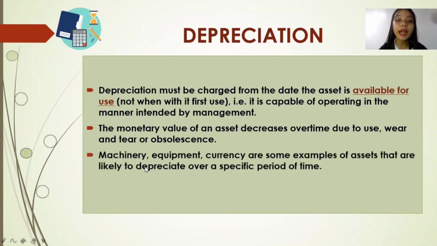Next, machinery, equipment, currency are some examples of assets that are likely to depreciate over a specific period of time. So, sinasabi dito na ito yung mga example ng assets. Machinery, equipment, currency. Siya yung mga nagdi-depreciate over a period of time.